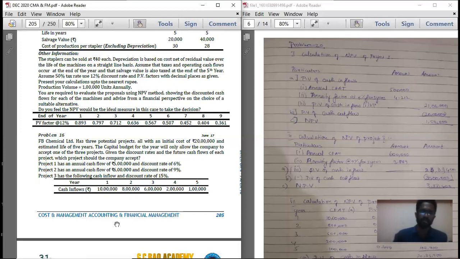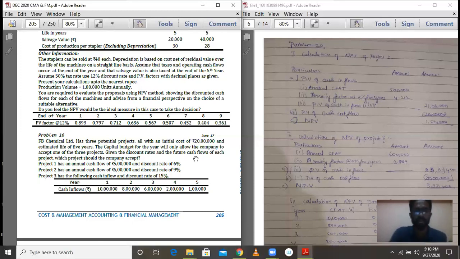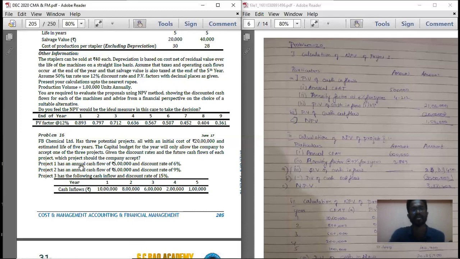So you can only select one of the 3 projects given the discount rates and the future cash flow of each project. They have given the discount rate and the future cash flow of each project. So which project should the company accept? Simple. The life of the machinery is 5 years, so you can use the NPV to comment on the project.